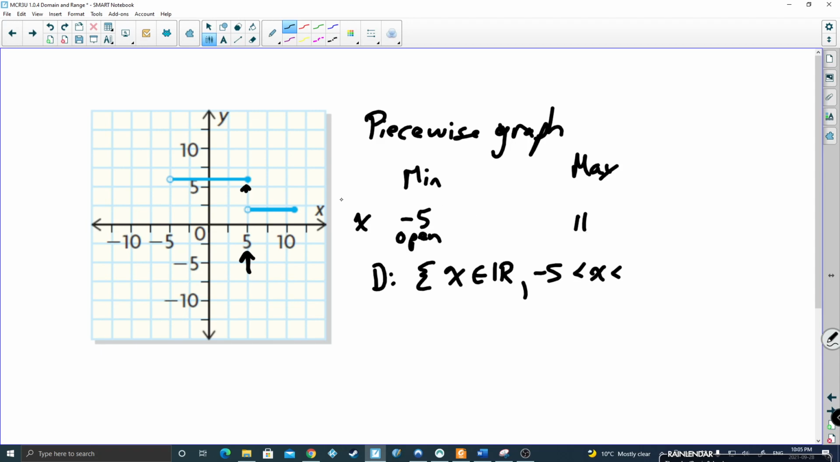For the maximum value, we've already written that that's 11. I'm going to put the maximum here, and then I have to decide, do I put the little equal sign under there? And the answer is yes, because that is a solid dot right there. So I'm going to put the little equal sign under there, close my curly bracket, and that is my domain.